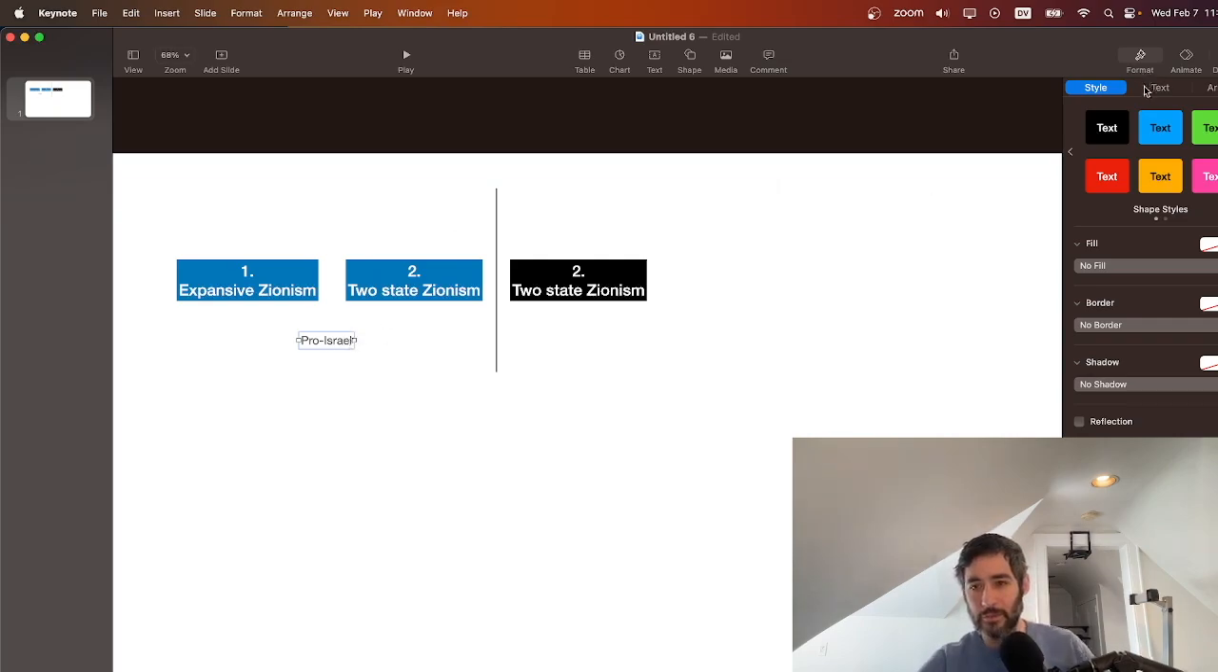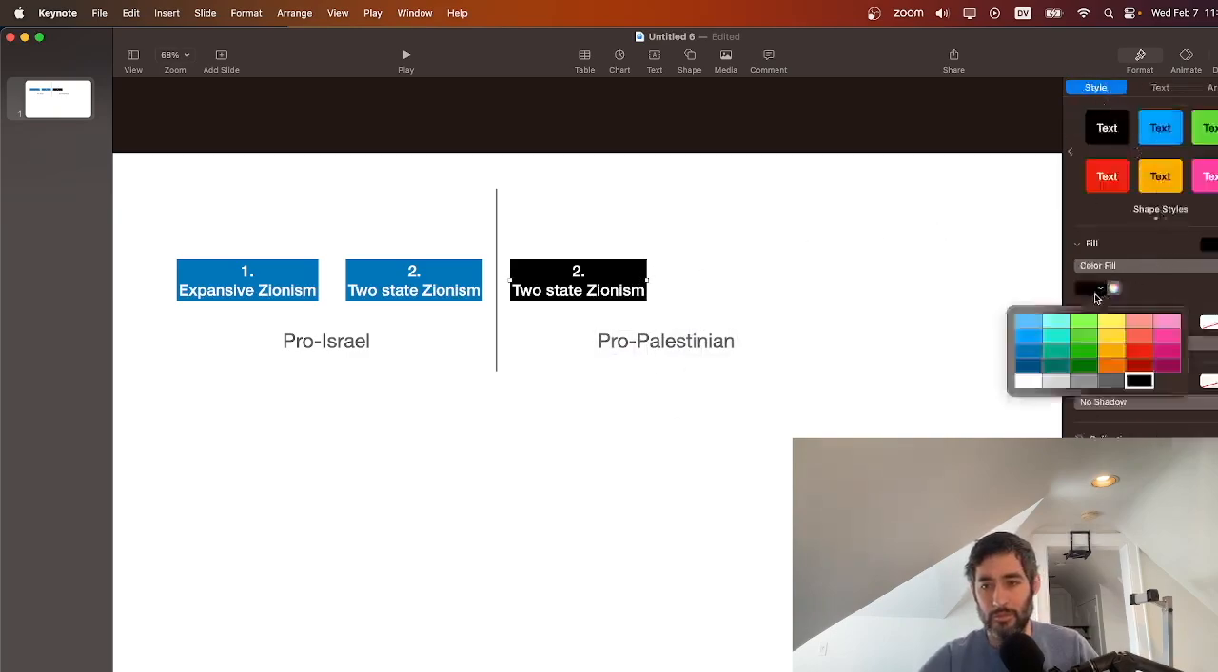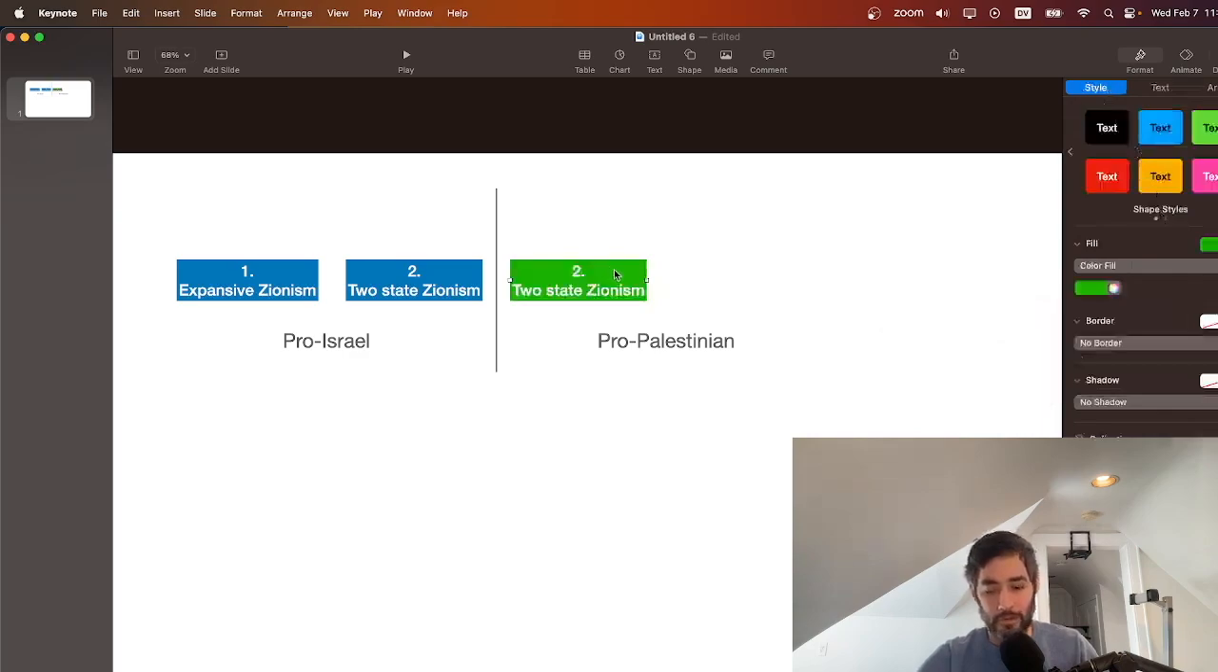How do I make this text bigger? This is the pro-Israel side. Now, there's also a pro-Palestinian side, which is quite a symmetrical arrangement here, right? So we'll call it pro-Palestinian. Maybe we'll make this green.